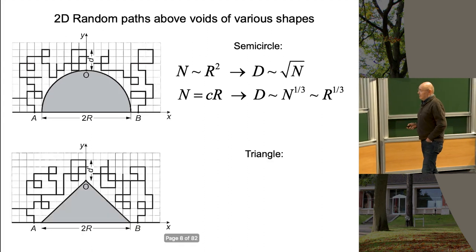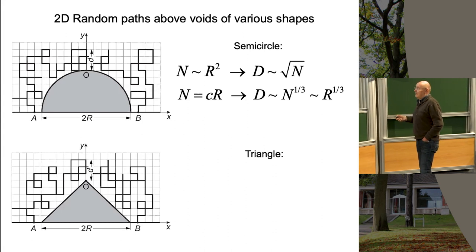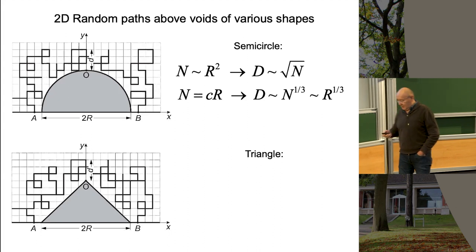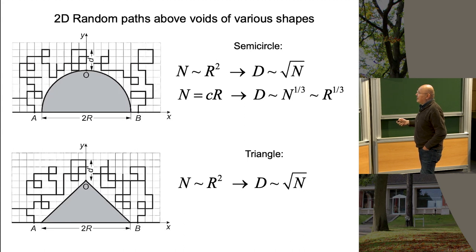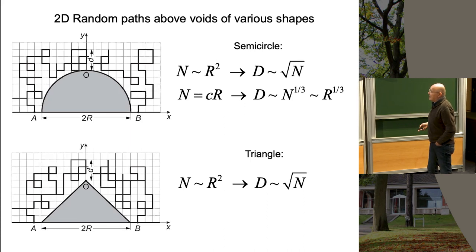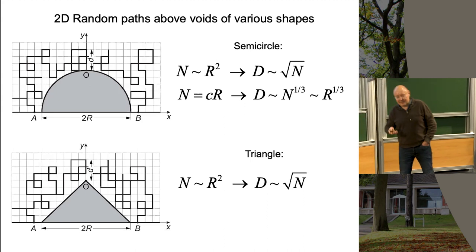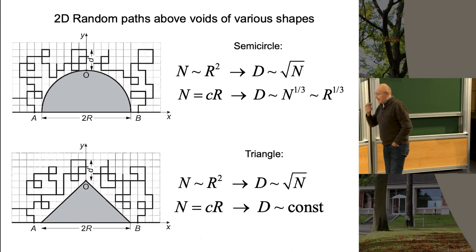Okay, so one step further, let's do almost the same, but instead of having a semicircle, let's consider the triangle. The question is the same: the span of the trajectory above the tip of the triangle. In the diffusion regime, nothing is changed, and what you would expect in the stretched regime is like that.